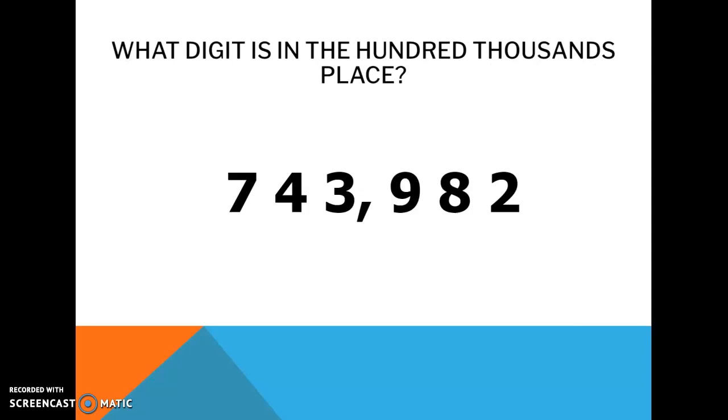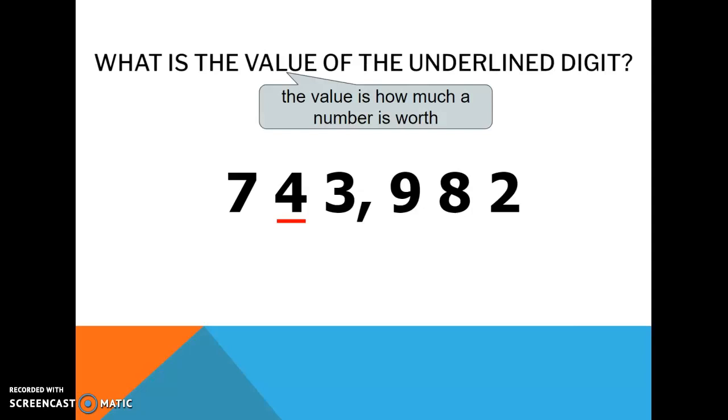What digit is in the hundred thousands place? Well, I'm going to count again just to be sure. The 2 is in the ones place, so ones, tens, hundreds, thousands, 10,000s, 100,000s. It must be the 7. The 7, you are correct.